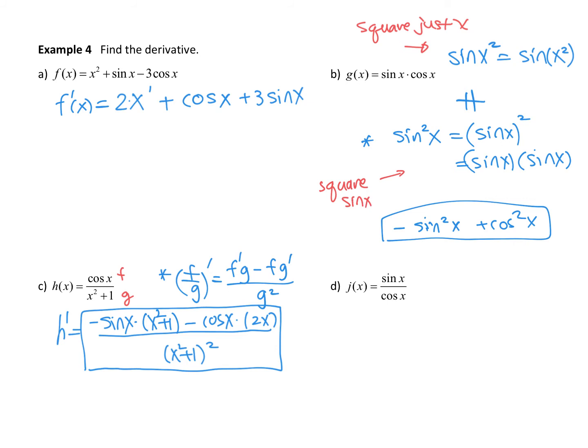Right? So it depends on which one you're squaring. Notation is a little weird, but same here. Cosine square x means cosine x times cosine x. All right, so that's the answer for part B.